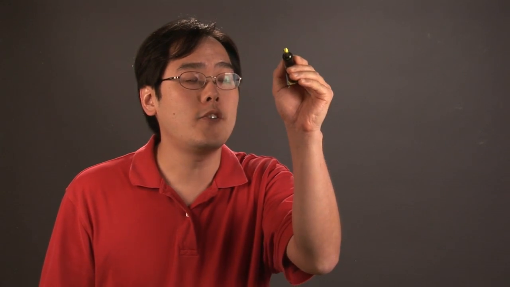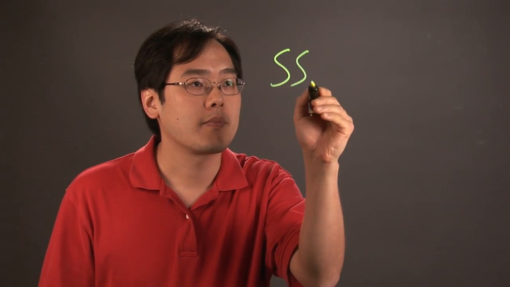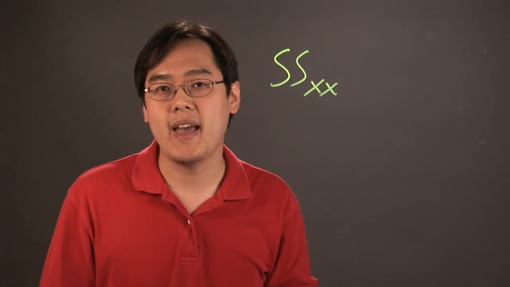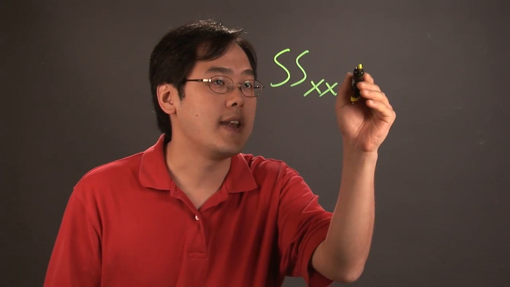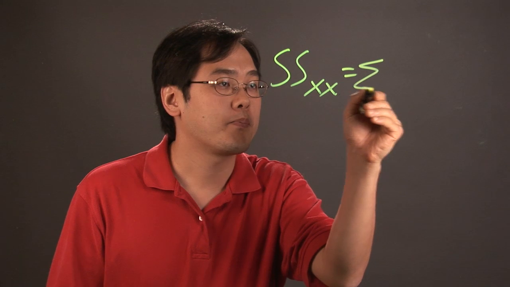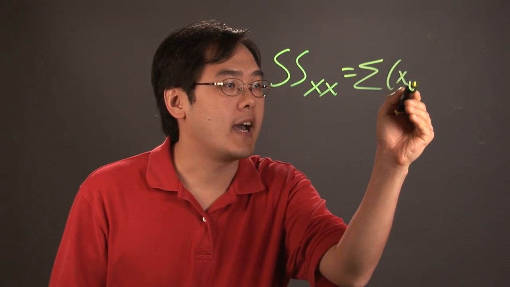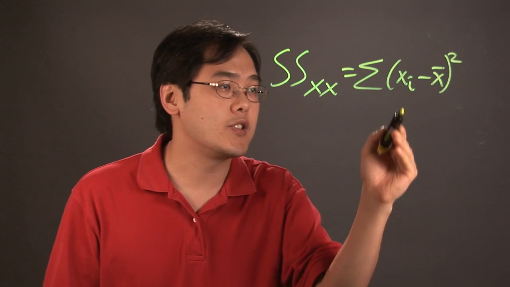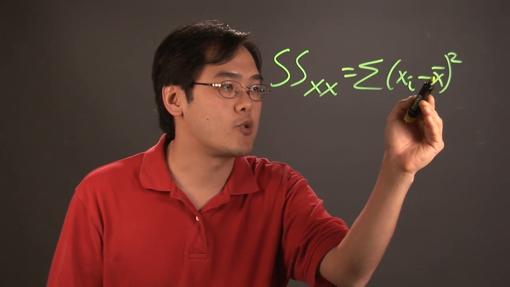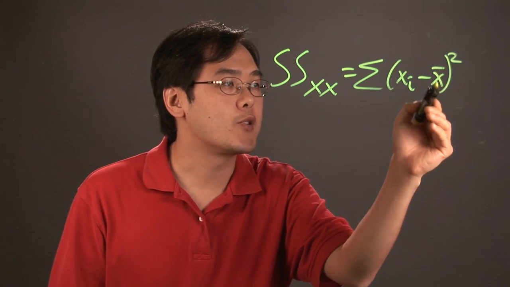Now, the first sum that you want to consider is SSxx. Basically, this involves the x values. This is a sum of (xi minus x bar) squared. What that basically means is you're taking every x value, subtracting the mean, and then squaring that.